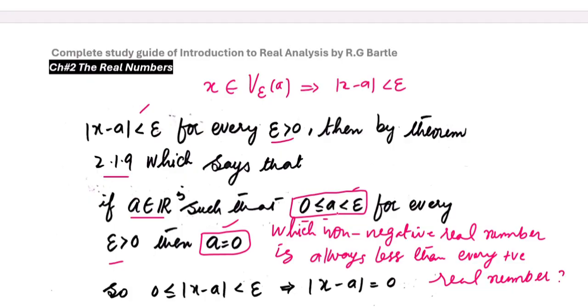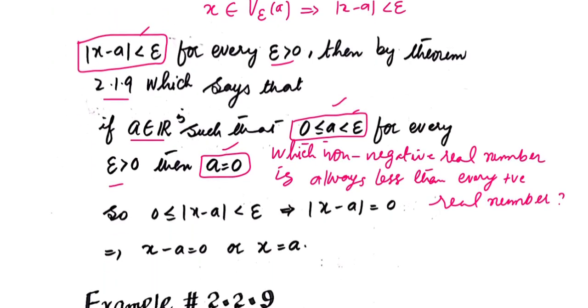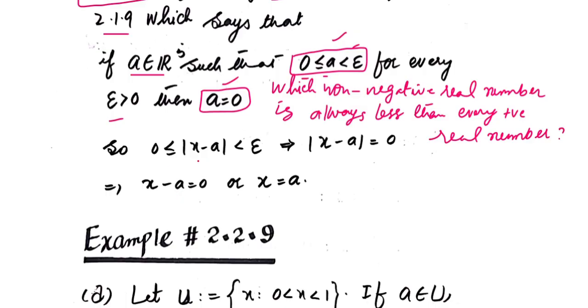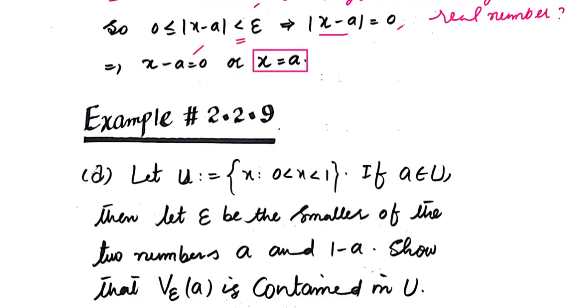So in other words, if this inequality holds for every positive real number epsilon, it means here a is 0. So applying this result over this inequality, we have 0 less than or equal to |x minus a| less than epsilon. This holds because the inequality holds for every epsilon, this implies |x minus a| is equal to 0. This implies x minus a is equal to 0, or x is equal to a, which is required.